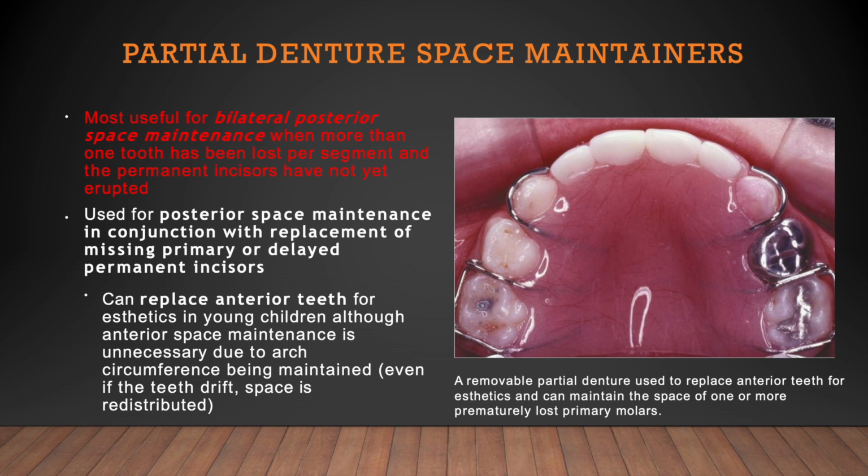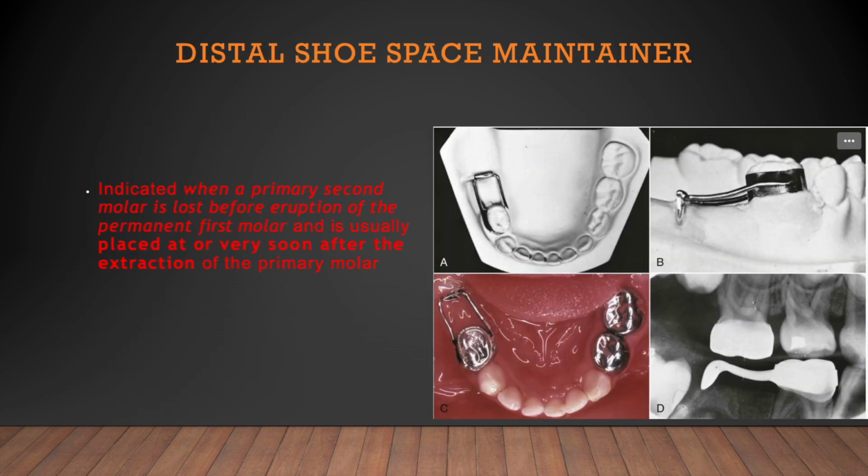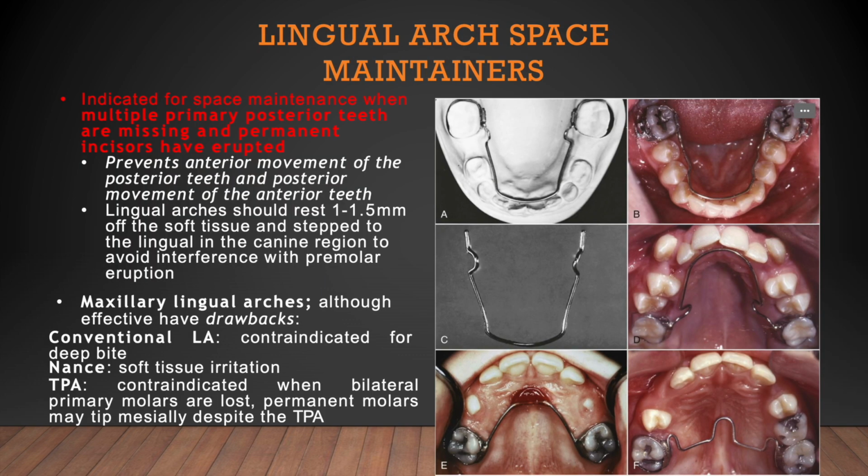Now, partial denture space maintainers. This is most useful for bilateral posterior space maintenance when more than one tooth has been lost per segment and the permanent incisors have not erupted. The distal shoe space maintainer is indicated when a primary second molar is lost before eruption of the permanent first molar, and is usually placed at or very soon after the extraction of the primary molar. And then we have our nice lower lingual holding arch, which is indicated for space maintenance when multiple primary posterior teeth are missing and permanent incisors have erupted. This will prevent the anterior movement of the posterior teeth and the posterior movement of the anterior teeth.